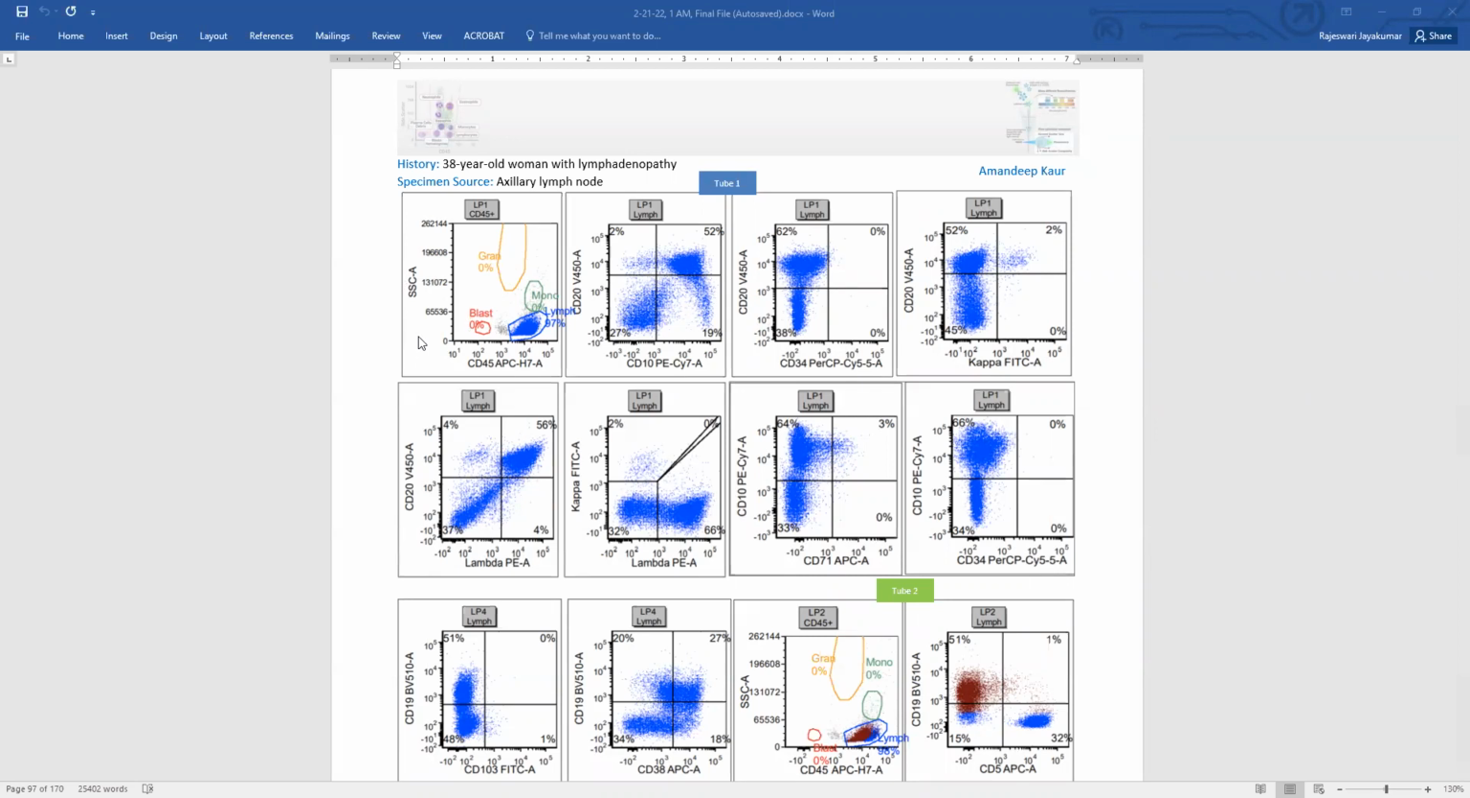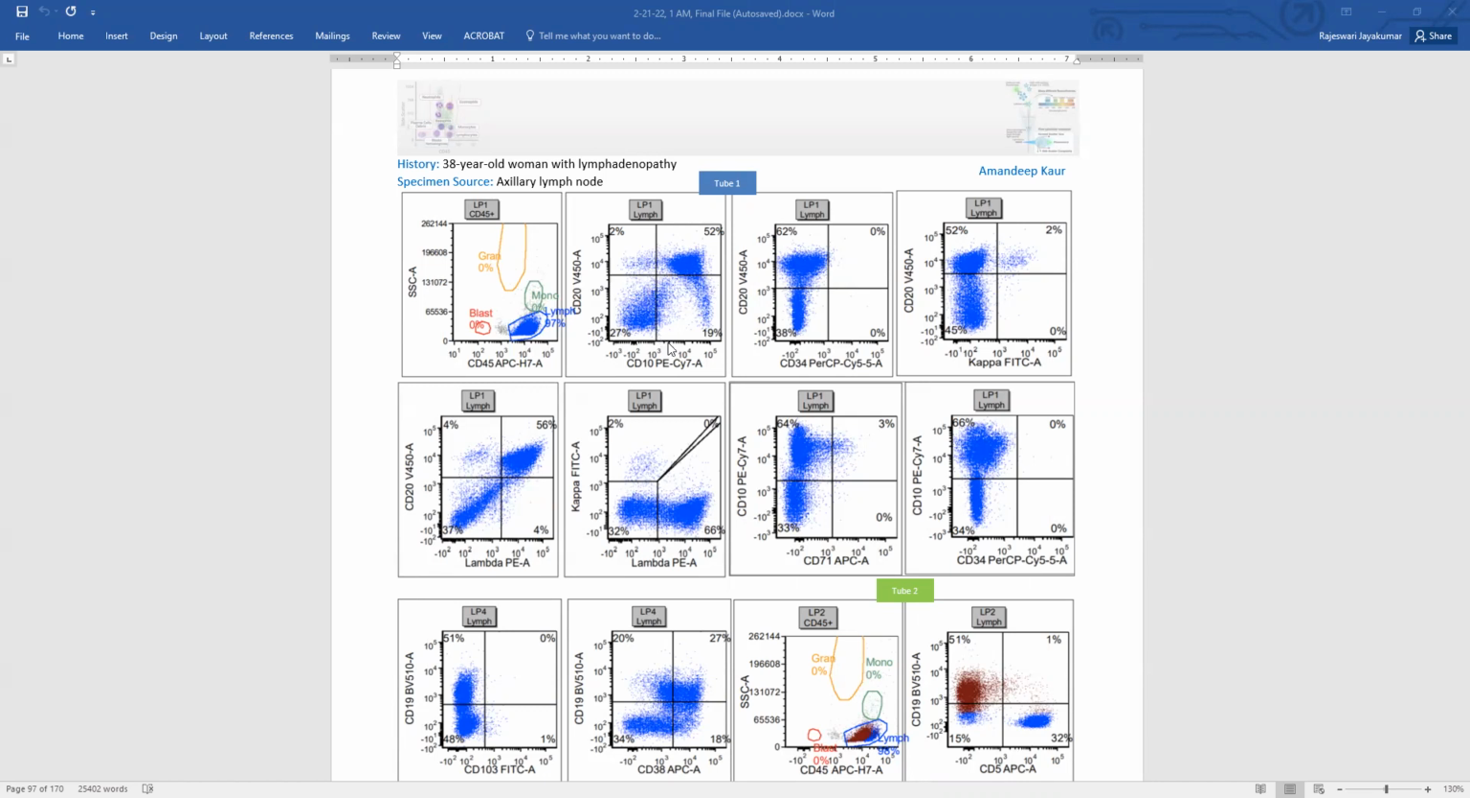This is a lymph node specimen, so we expect all our cells to be lymphocytes. There may be a few background monocytes and granulocytes. So just like we expected, we see that the majority of our cells are lymphocytes with almost no monocytes or granulocytes in this specimen. So our lymphocytes show bright CD45 expression and have low side scatter. Now let's follow through these cells.